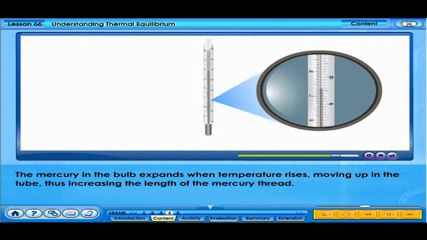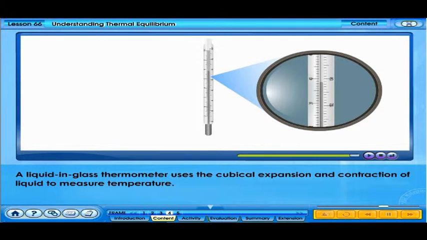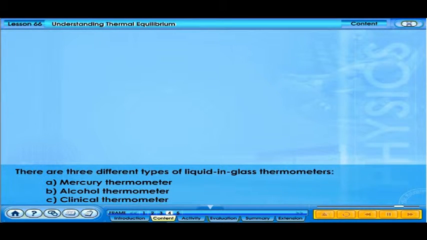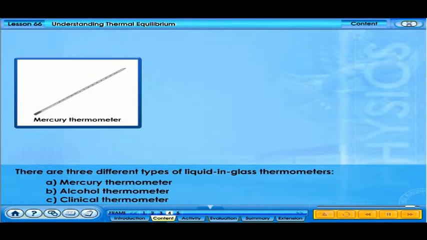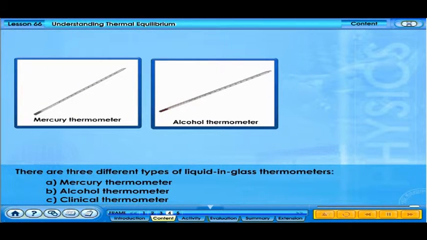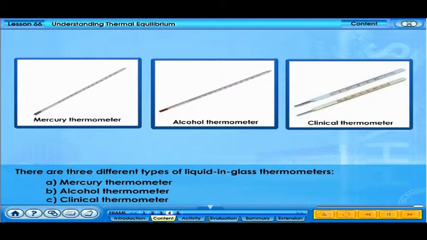The mercury in the bulb expands when temperature rises, moving up in the tube, thus increasing the length of the mercury thread. A liquid in glass thermometer uses the cubical expansion and contraction of liquid to measure temperature. There are 3 different types of liquid in glass thermometers: mercury thermometer, alcohol thermometer, clinical thermometer.